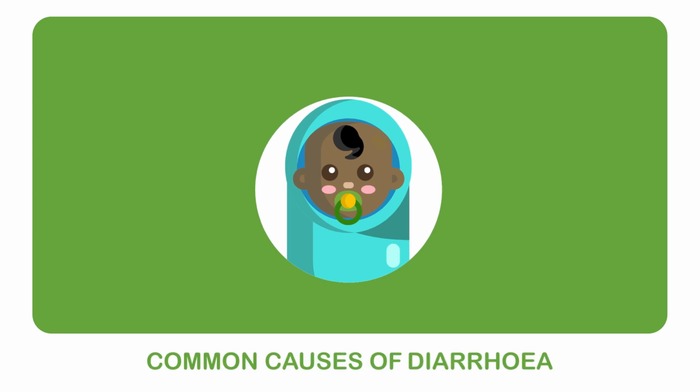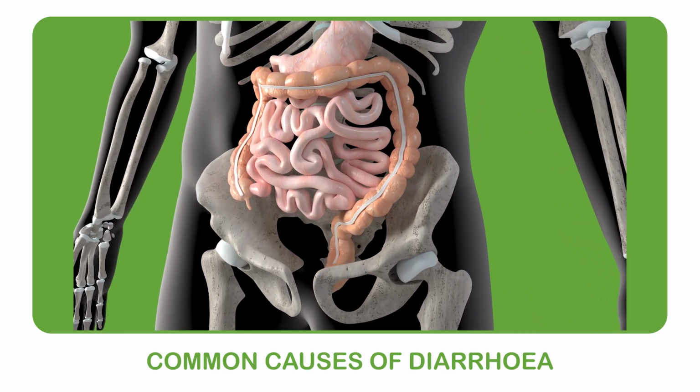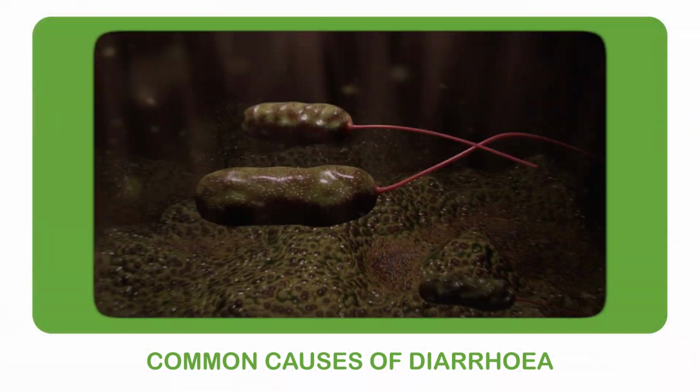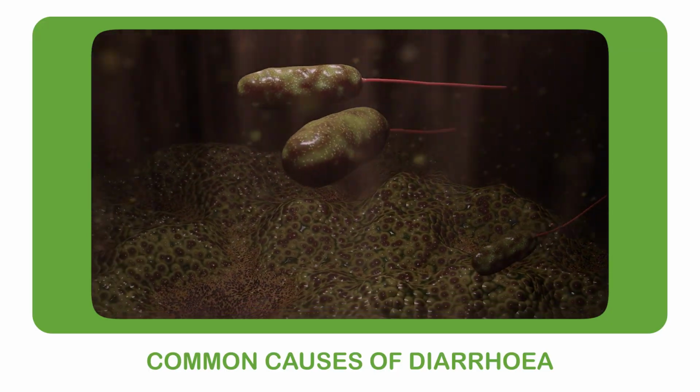All over the world, diarrhea is a leading cause of death in babies and children under 5 years old. Diarrhea is usually caused by infection of the intestines and can occur anywhere, but is more likely where communities lack access to sanitation and clean water.